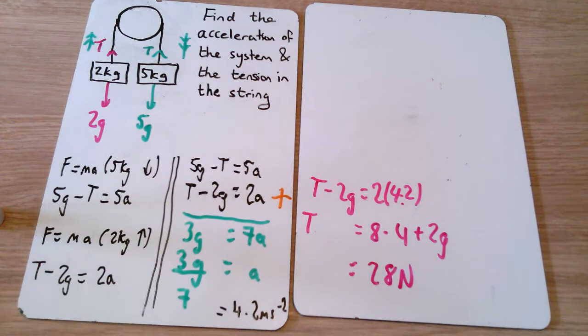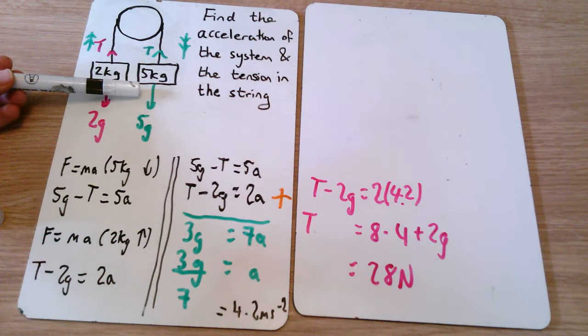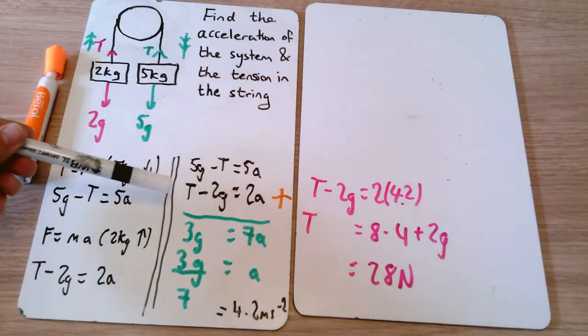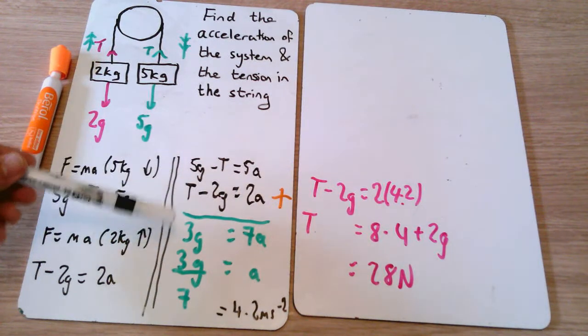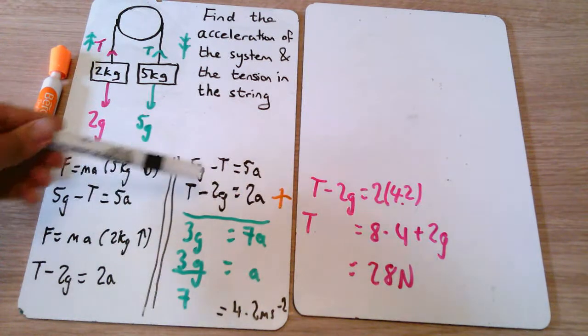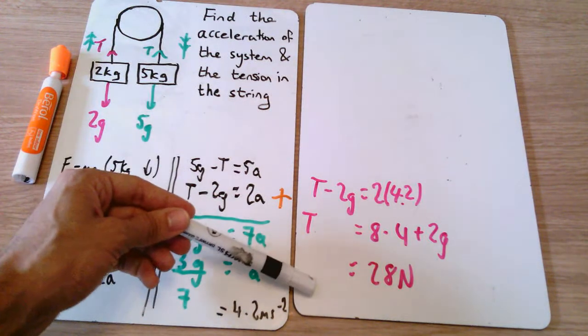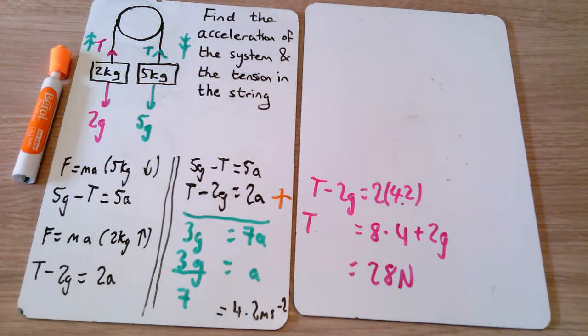What we've seen there is we've done F equals ma on the first pulley, then F equals ma on the second pulley. We've created two simultaneous equations. We've added the two equations to eliminate our t's, found the value of a, substituted in to find the value of t. And that's how we would look at pulleys in this manner.